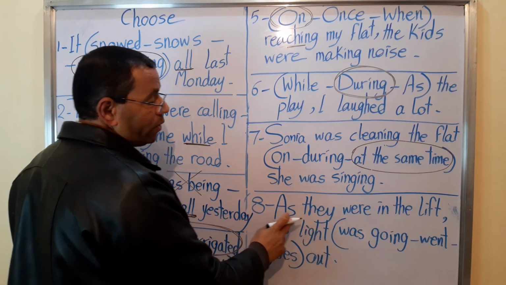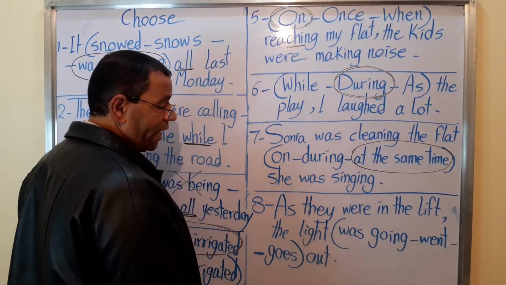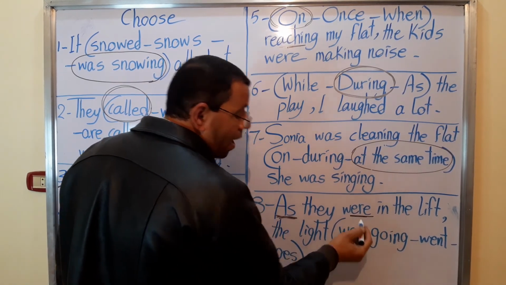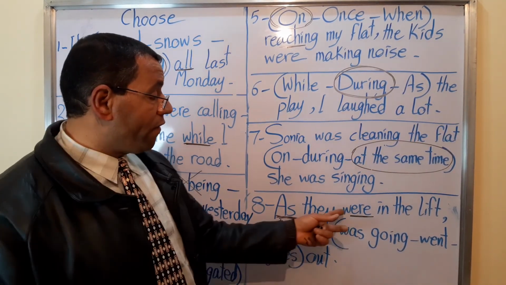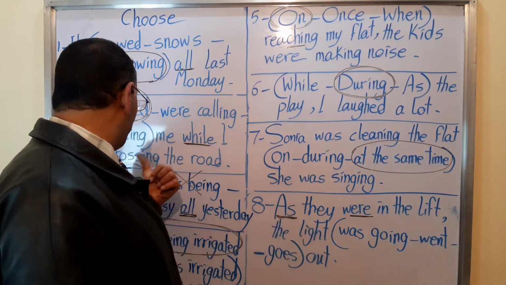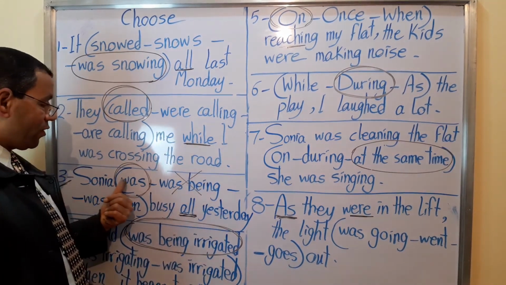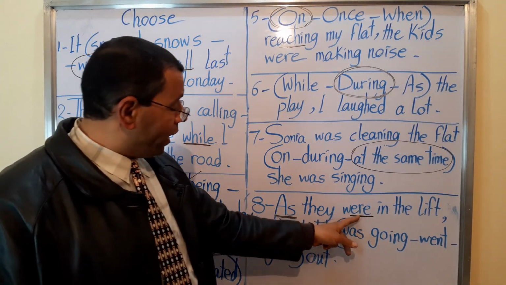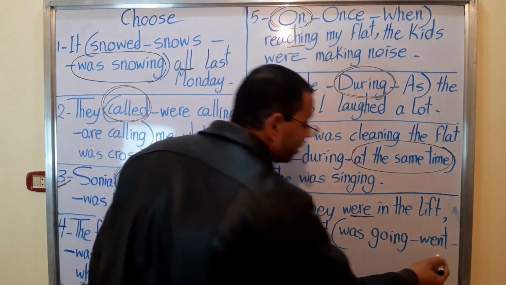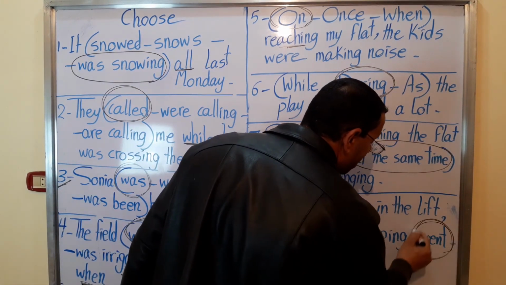As they were in the lift, the light went out. As is followed by past continuous, but we have here verb to be. Verb to be, as I said before, like number 3, Sonia was, just was. Just were. As they were in the lift, the light went out. ماضي بسيط. Past simple.